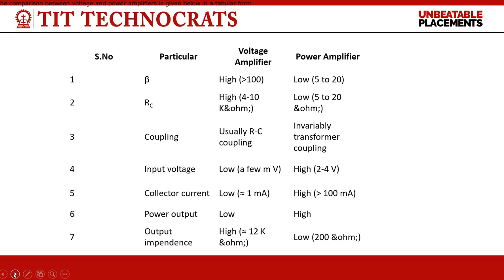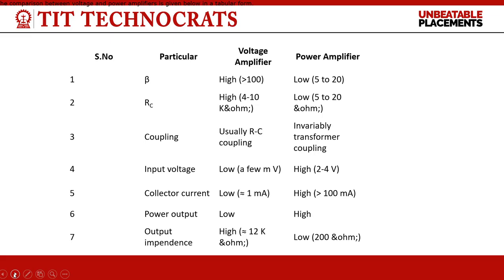Now this is the tabular form of difference between the parameters of voltage amplifier and the power amplifier. The first one is beta, which is high in voltage amplifier and low in power amplifier. Collector resistance, which is high in voltage amplifier and low in power amplifier. The third one is coupling, usually RC coupling used in voltage amplifier, and invariably transformer coupling in the power amplifier. Now the Vin, which is low in voltage amplifier and high in power amplifier.